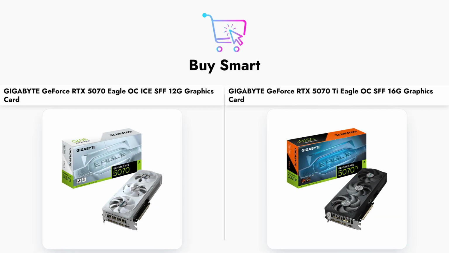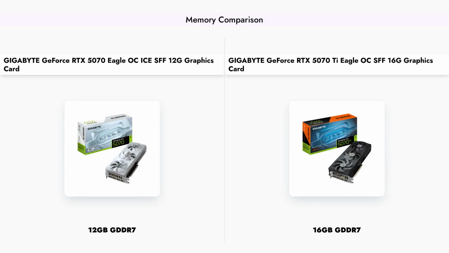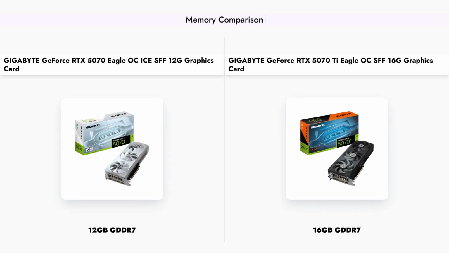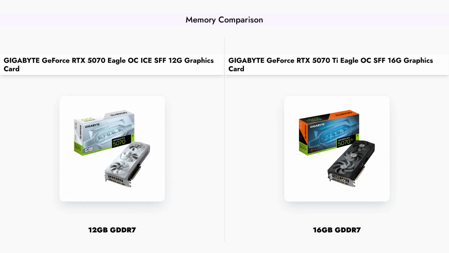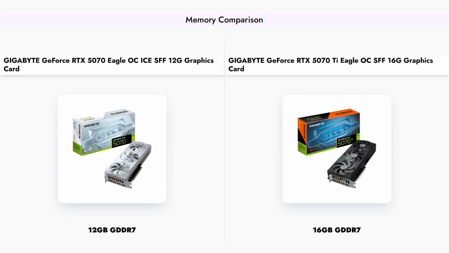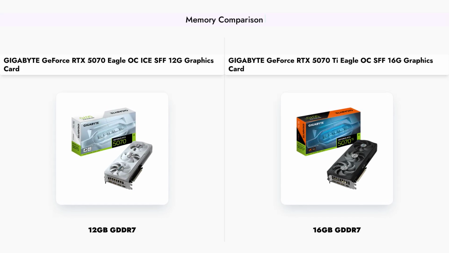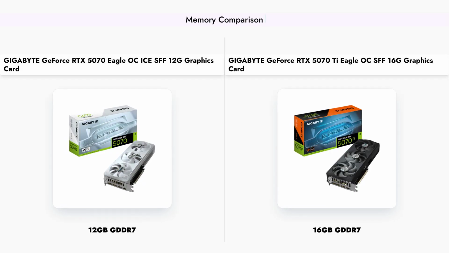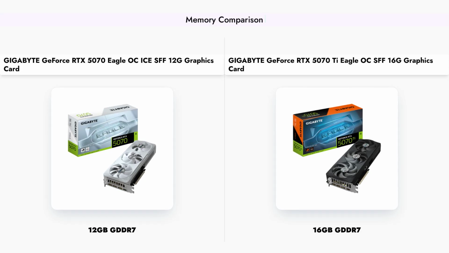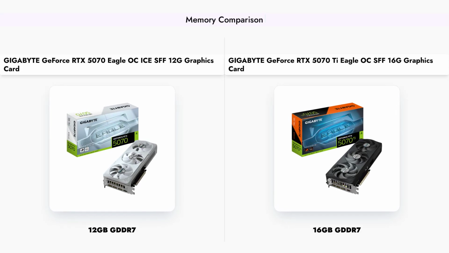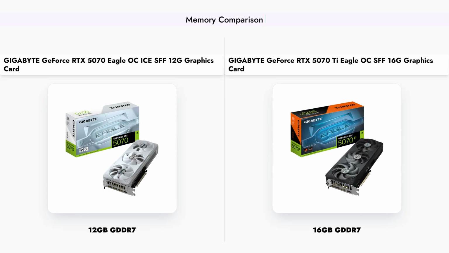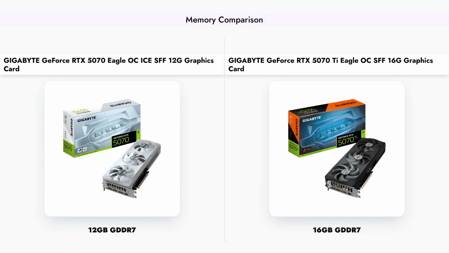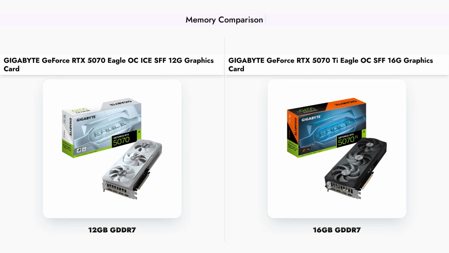Let's get started. The GIGABYTE GeForce RTX 5070 comes with 12 GB of GDDR7 memory, which is suitable for most gaming and professional applications. In contrast, the RTX 5070 Ti offers a larger 16 GB GDDR7 memory, providing enhanced performance for more demanding tasks and future-proofing for upcoming games. This additional memory can significantly impact performance, especially in high-resolution gaming scenarios.